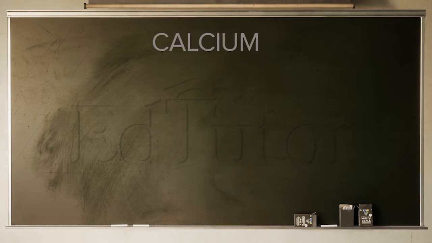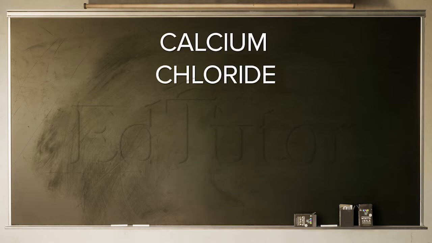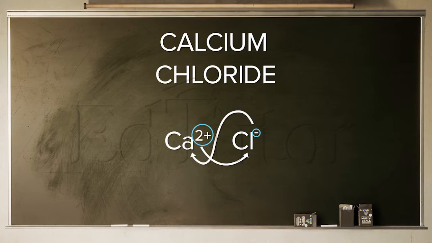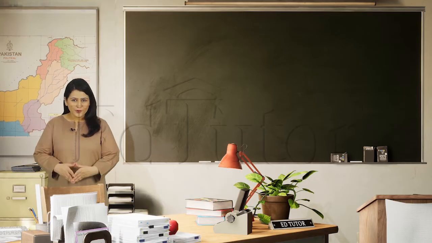So now for calcium chloride, the valency of calcium is 2 positive. Therefore, the 2 of calcium moves to the subscript of chloride. Furthermore, chloride has a negative charge, so 1 of chlorine moves to the subscript of calcium, making the formula CaCl2. Now we come to step 4.